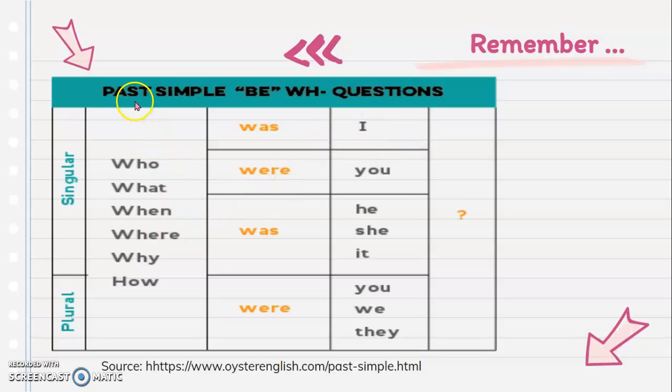Remember, questions in simple past with question words or WH questions include first the question word, then the verb to be, the subject, and the complement.